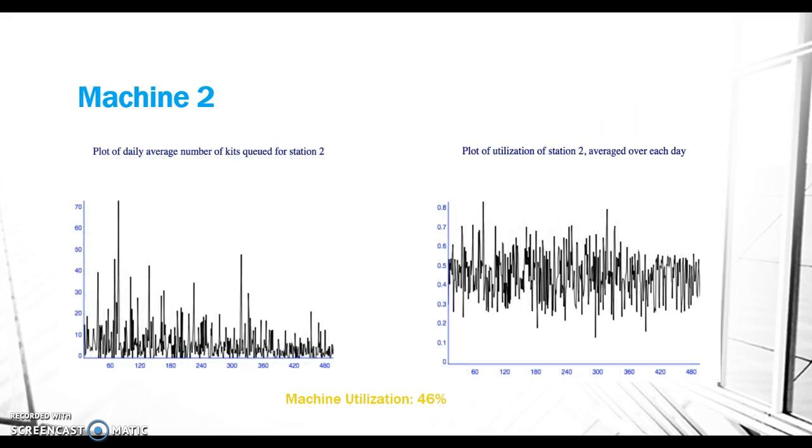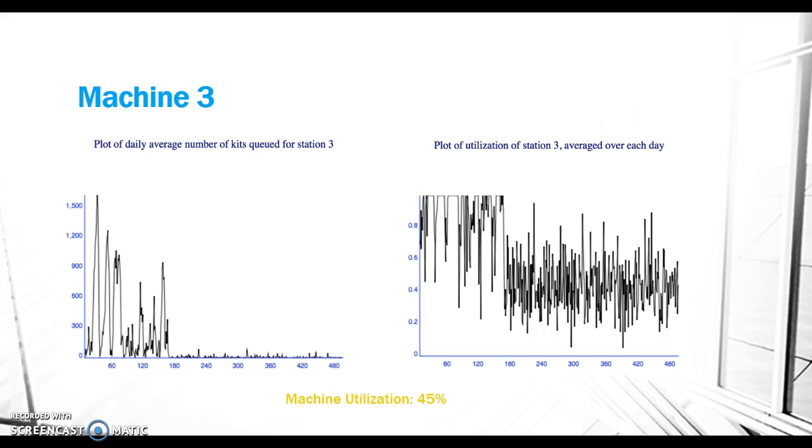And here's our information for machine 2. Once again, machine 2 has a plot of our daily average number of kits queued for Station 2, as well as our plot of utilization of Station 2 averaged over each day. What you can tell about this is we actually left machine 2 completely unchanged when it came to the number of machines, because our kits in queue were actually okay. They didn't need to be changed, and as you can tell on the right, our utilization for Station 2 is actually very good. We didn't get anywhere close to 100%, we got about 85% at peaks. As you can tell at the bottom, it has a machine utilization of 46%. This is why we kept machine 2 the same.